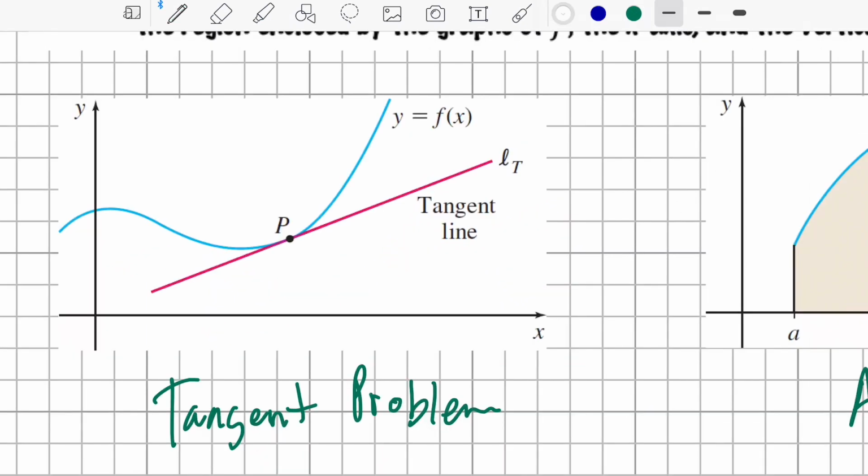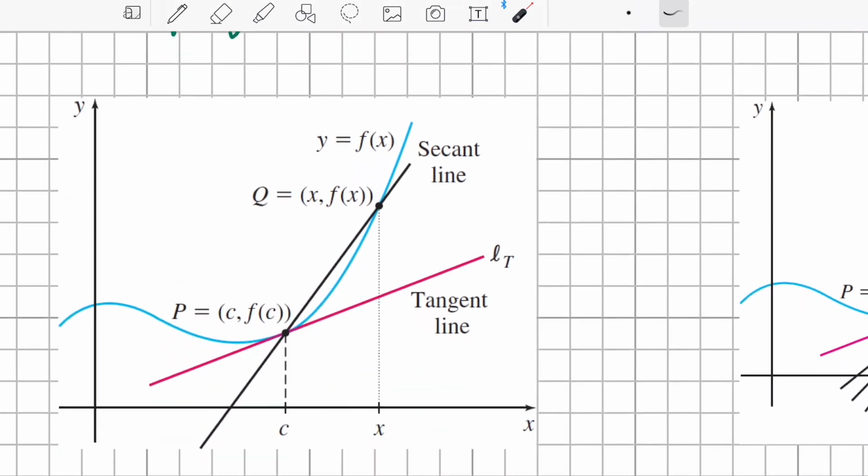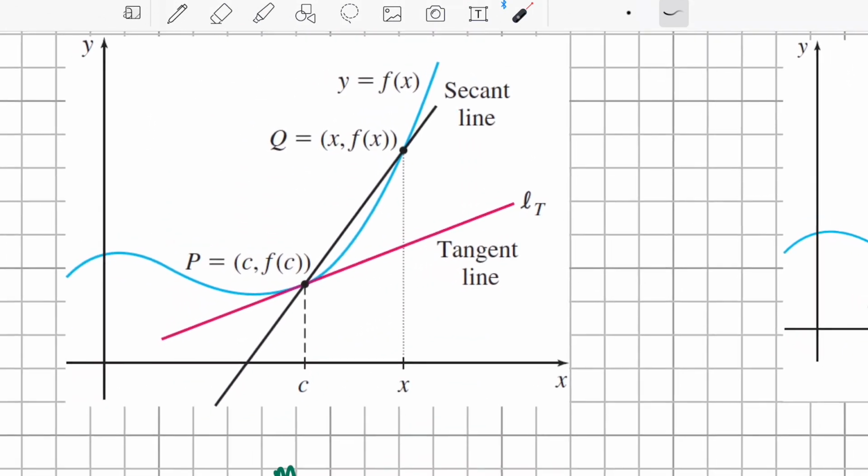In Algebra 1, we were taught how to find the slope of a line, but in this situation, if you look at the tangent line, this red one that is touching the curve at one point, there's only one point on that line that we know of, so we need to do something else to find the slope of that tangent line. So we're going to draw a secant line.